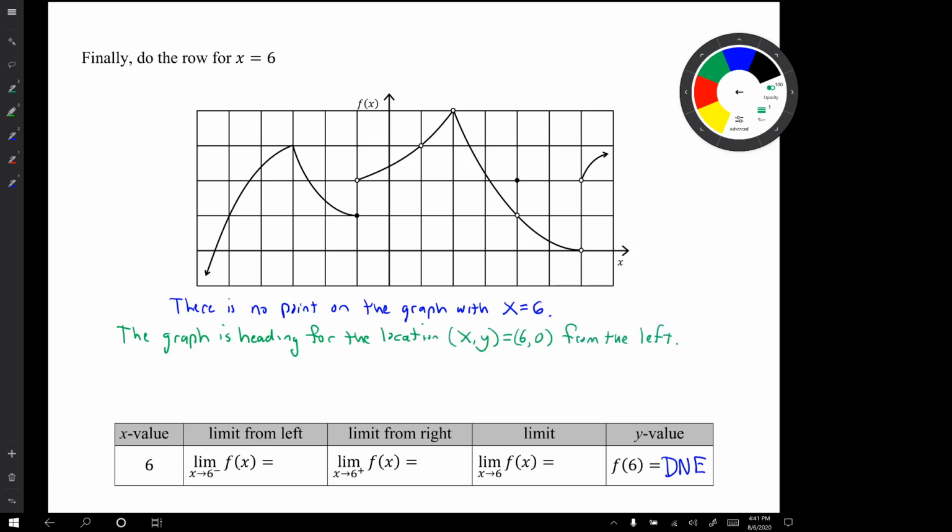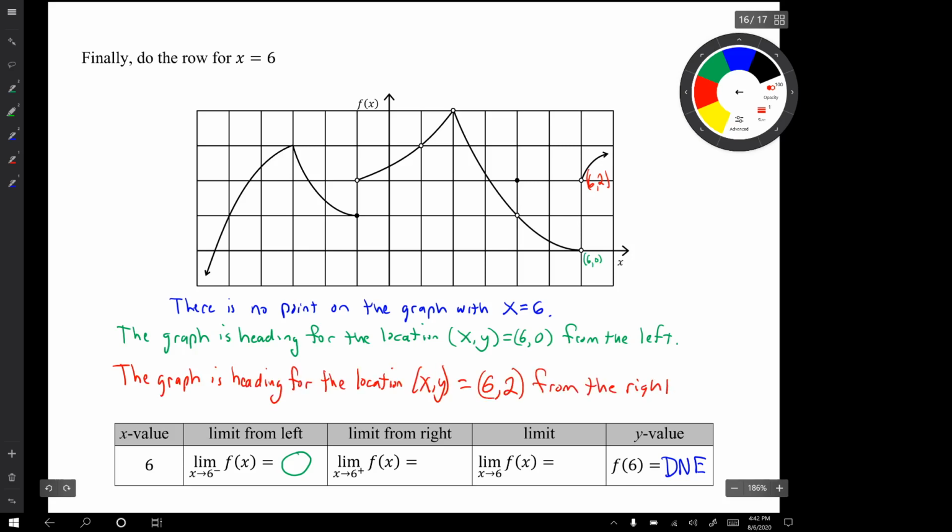So the graph is heading for the location x, y equals 6, 0 from the left. That's this location, 6, 0. And this sentence is summarized by putting a 0 here. Now, what about the trend from the right? As I just said, the graph is heading for this location, and this location is 6, 2. So our summary sentence would be, the graph is heading for the location x, y equals 6, 2 from the right. So that summary sentence is abbreviated by putting a 2 here. As x gets closer and closer to 6 from the right, the y values get closer and closer to 2, so the graph is heading for the location 6, 2. Now notice that the left and right limits don't match, so we write that the limit does not exist.